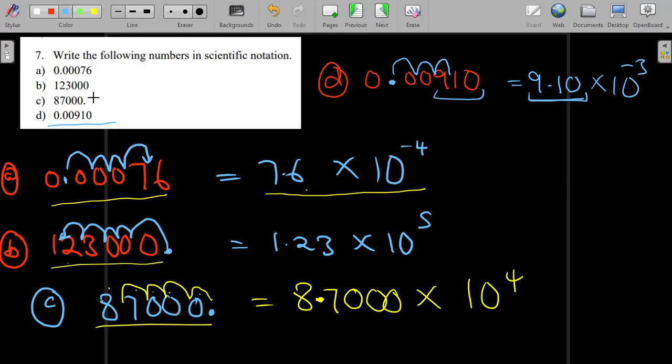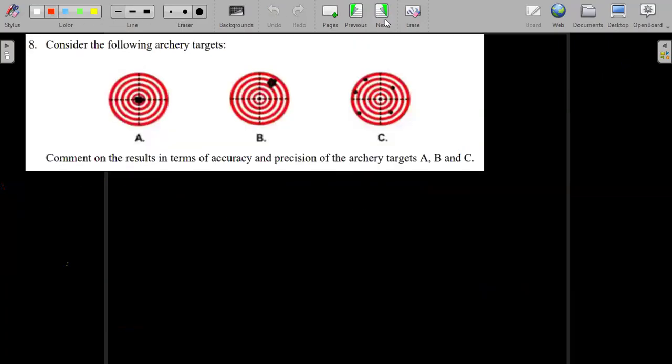All right, any questions there, guys? Okay, I'll move to question 8. Question 8, they're saying consider the following targets. So we have A, B, C. They're saying comment on the results in terms of accuracy and precision of targets A, B, and C.